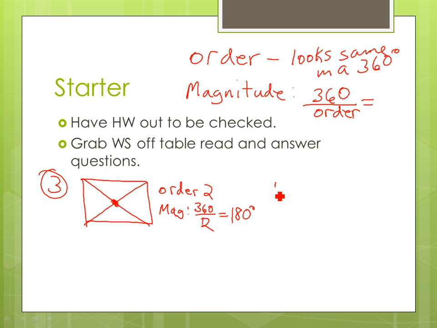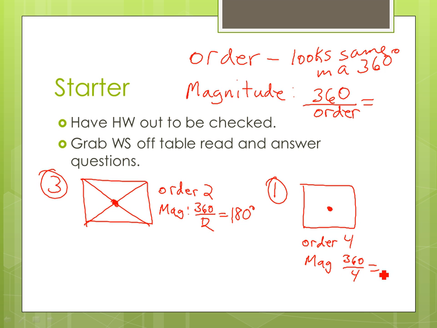Let's go back up to number 1. We have a square. If I could draw a square, put a point right in the middle. Our order this time, how many times is it going to look exactly the same? It's going to be 4. The magnitude, 360 divided by 4, which is 90 degrees. So every time we turn it 90 degrees or a quarter of a whole turn, it's going to look exactly the same.